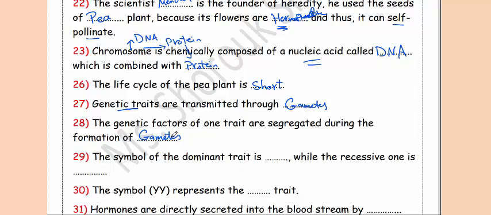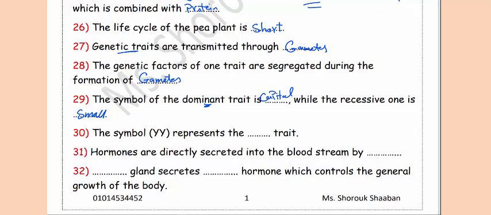29. The symbol of the dominant trait is capital or small letter? The dominant is a capital letter, while the recessive is a small letter. Okay, question 30. The symbol y small represents the what trait? Which means here هو عايز يعرف هي dominant trait ولا recessive trait.